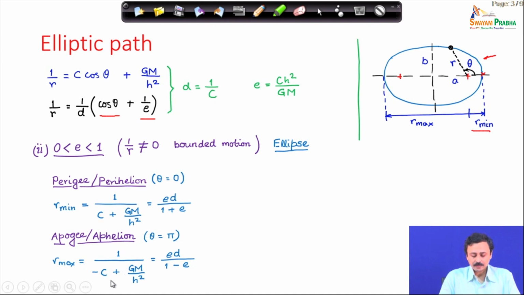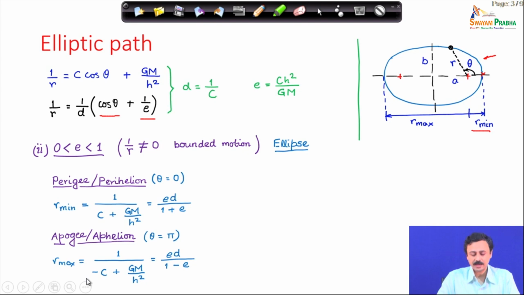Now, it turns out that if I put theta equal to pi, because theta is being measured from the perigee, at apogee theta equal to pi, that you can check. At apogee theta equal to pi, therefore, cos pi is minus 1, therefore here I have R max is equal to 1 over minus C plus G m by h square.